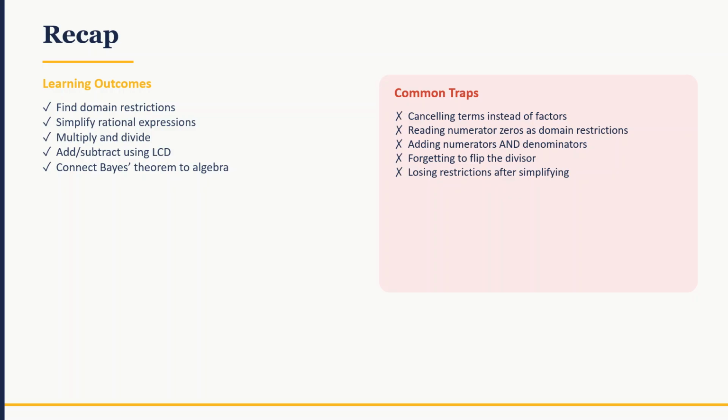3 trap families fell: the cancel across addition trap, where students treat terms like factors; the drop the restriction trap, where canceled denominators stop imposing domain limits; and the flip the wrong fraction trap, where students invert the dividend instead of the divisor. The cumulative review reinforced factoring, vertex form, completing the square, and the 4 quadratic solving methods from weeks 9 through 11.